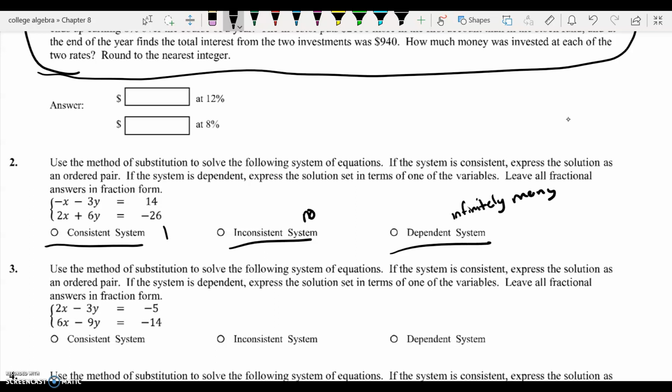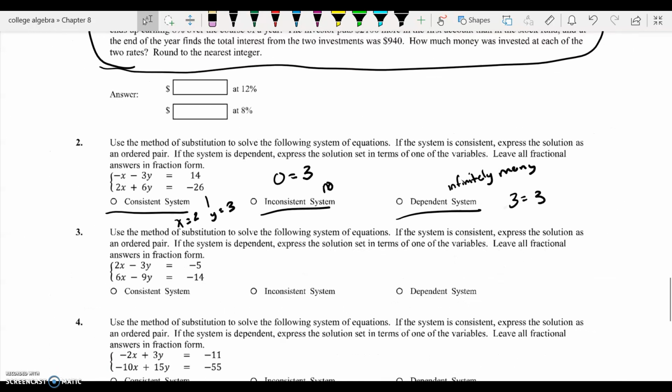So again, some examples of this. No answer would be like 0 equals 3. Dependent would be 3 equals 3. Consistent is going to be like x equals 2, y equals 3. So most of the time it's going to be consistent. It just depends. But yeah, that's it.